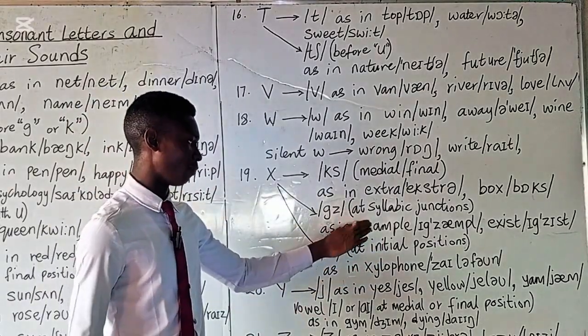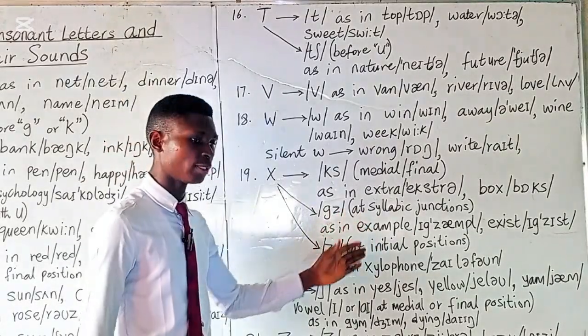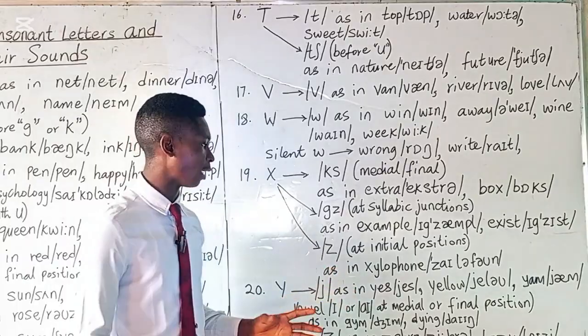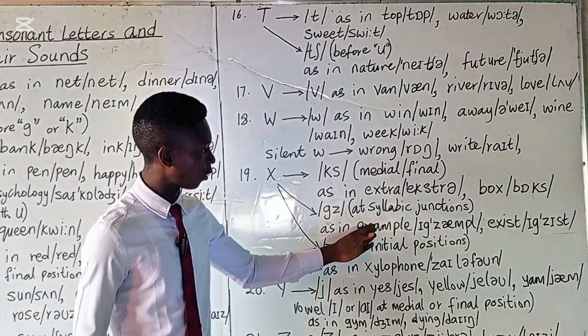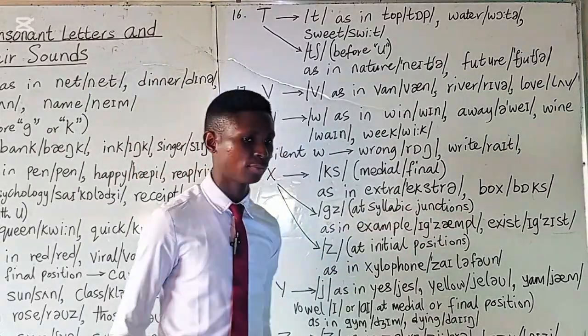And it is a syllabic junction. What I mean by syllabic junction is the point that connects two syllables. Like this word is made of three syllables. Example.